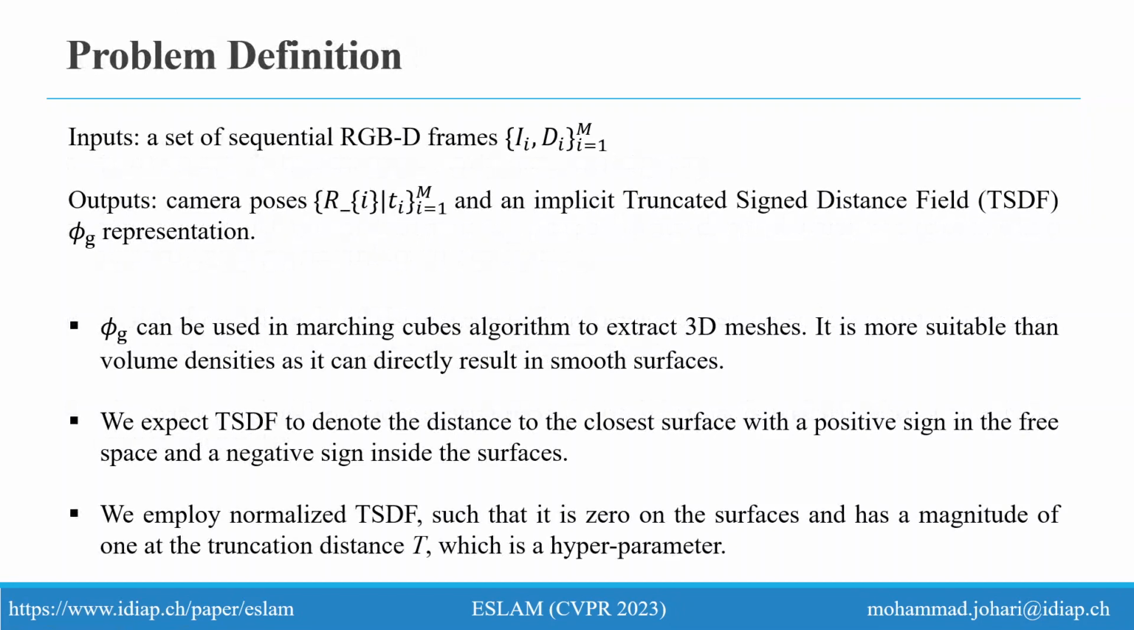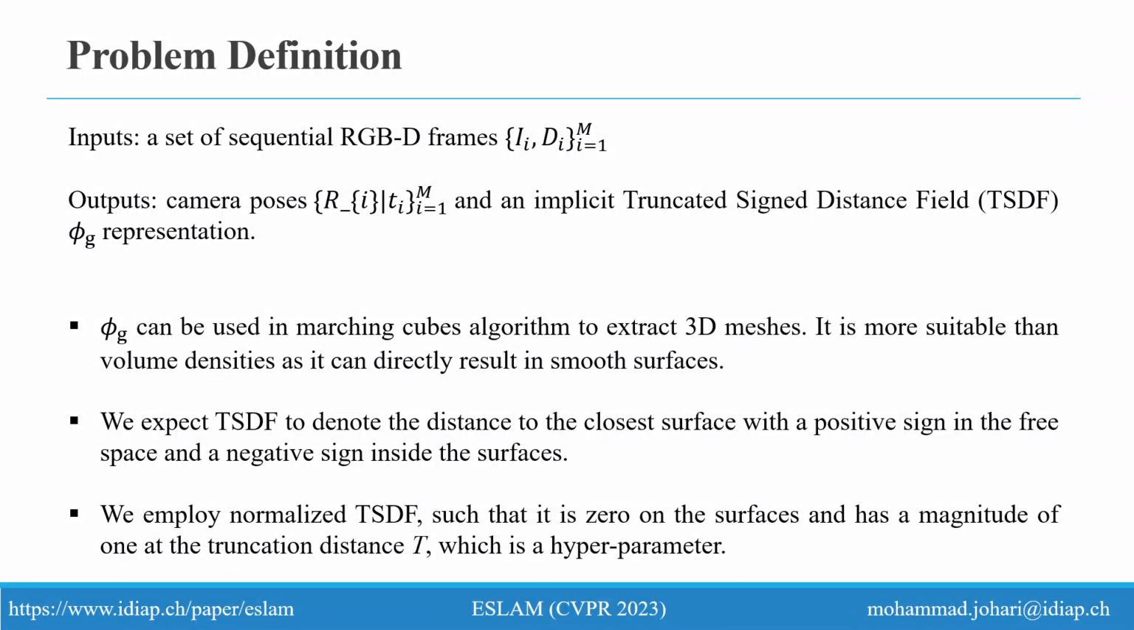Let's take a closer look at the inputs and outputs of our method. The inputs are a set of sequential RGBD frames represented as I_n. The outputs consist of camera poses and an implicit truncated signed distance field representation denoted as phi-g. This TSDF can be directly used with the Marching Cubes algorithm to extract 3D meshes.